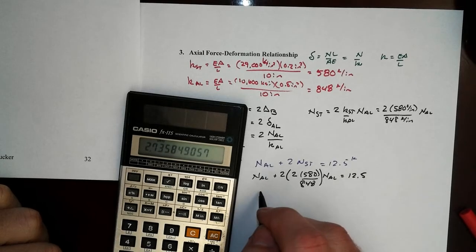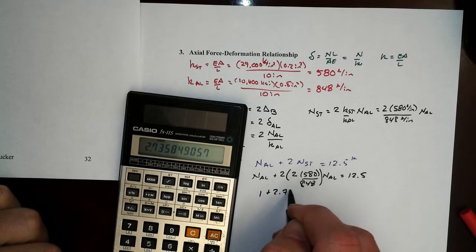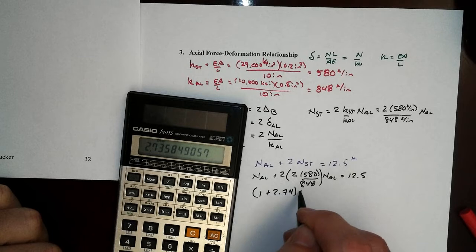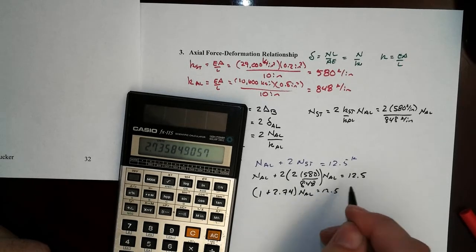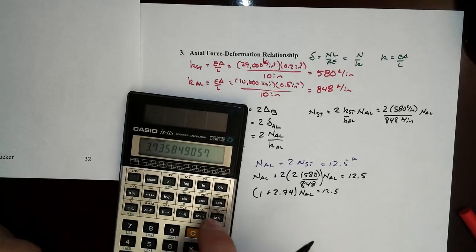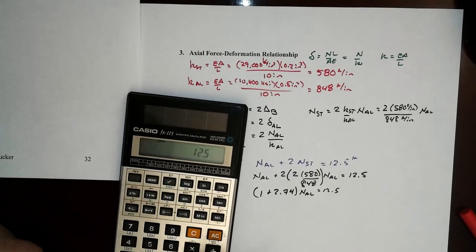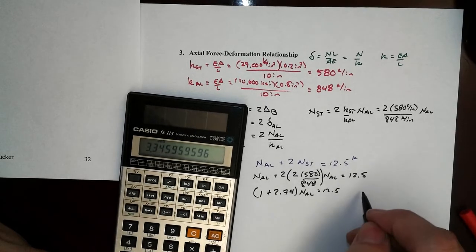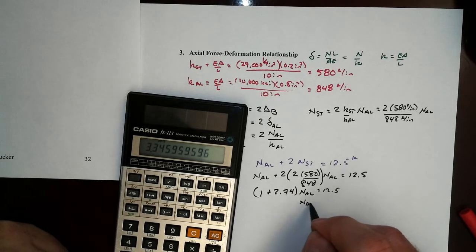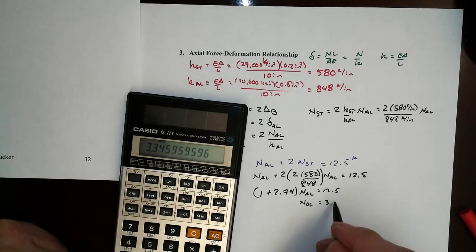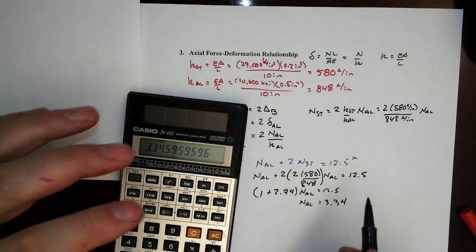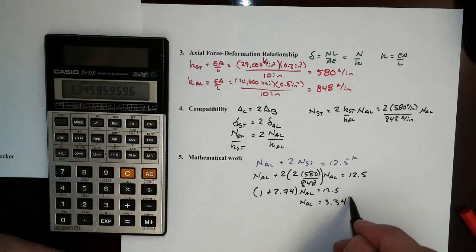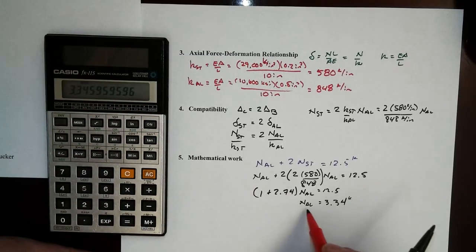And you see that that would become 1 plus 2.74 times N aluminum equals the 12.5. And so plus 1 in there, take the reciprocal of it, times 12.5, and we find out that the force in the aluminum rod is 3.34. Remember, you round at the 5s, you round down to the even number if that's what's there. That's kips, that's an important one.